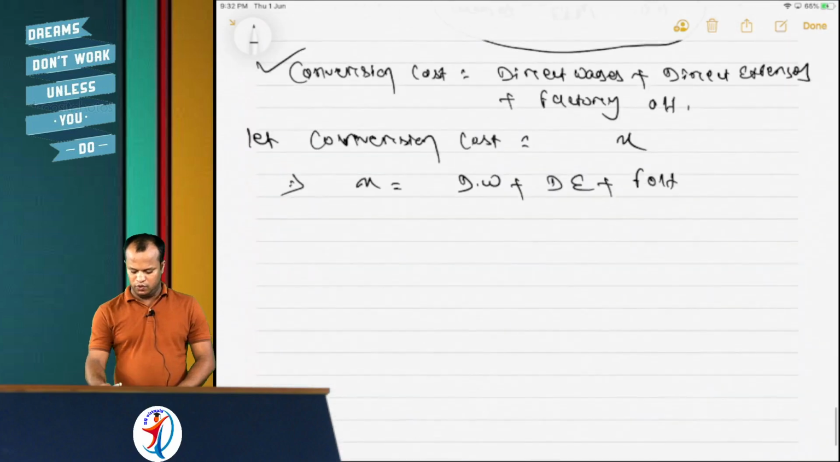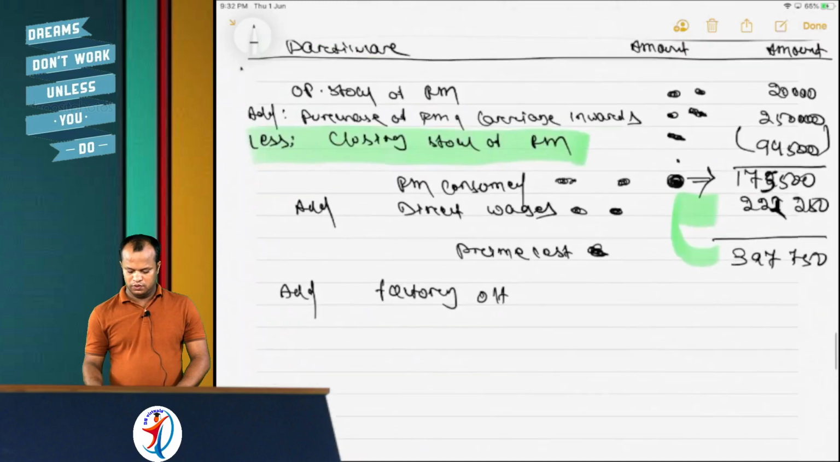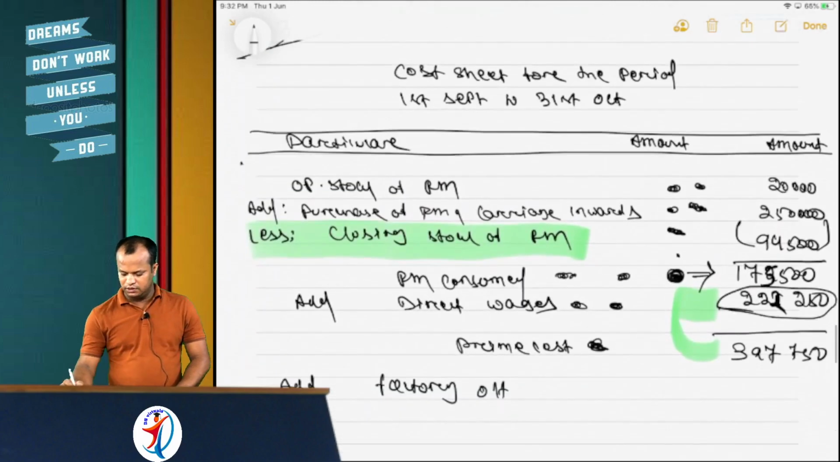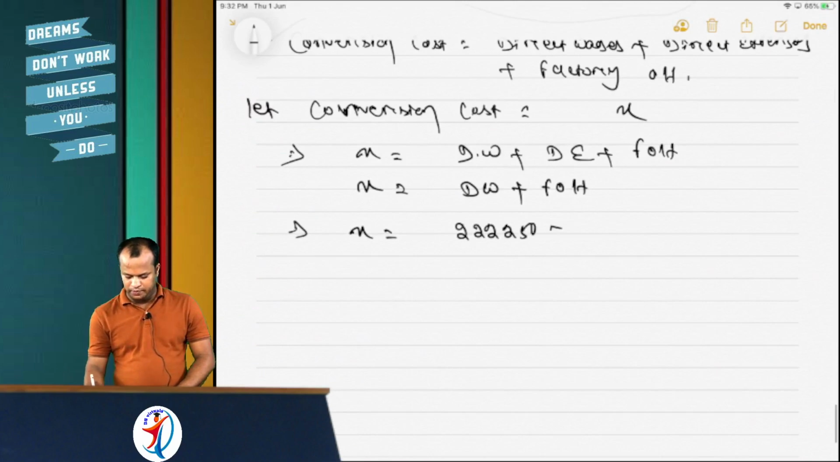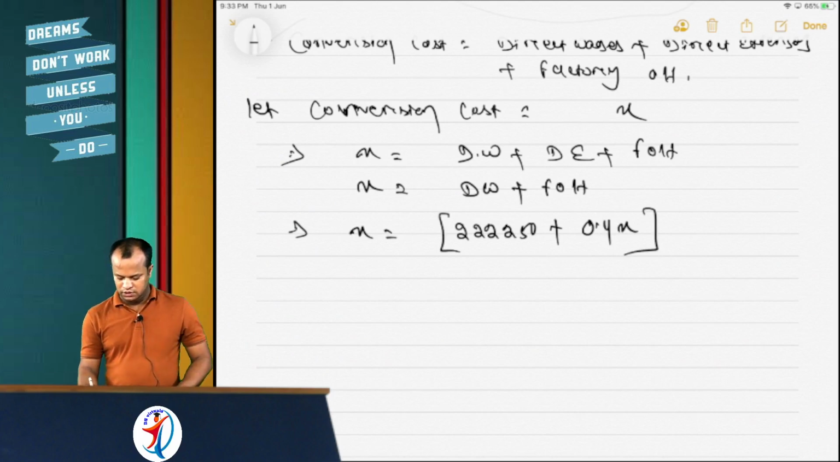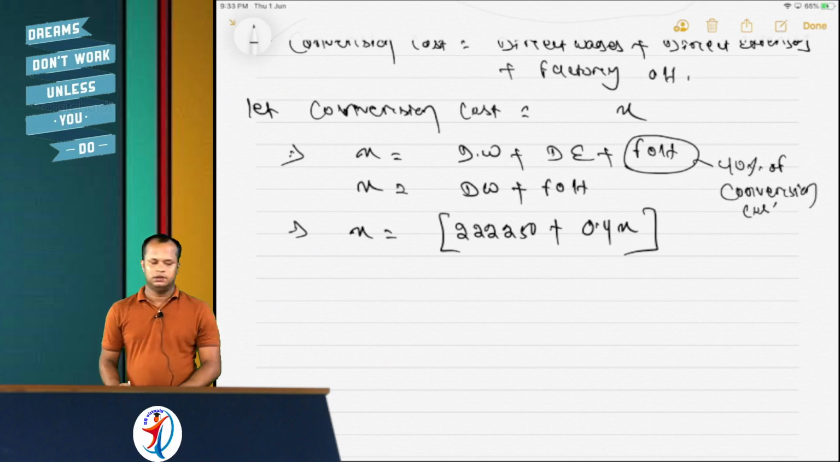So X is equal to direct wages plus factory overhead. Imply that X is equal to, what is the amount of direct wages? 2,22,250, plus 0.4X. Sir, why 0.4X? Because factory overhead is 40% of conversion cost. Is it clear to all of you? Yes or no? Yes sir.